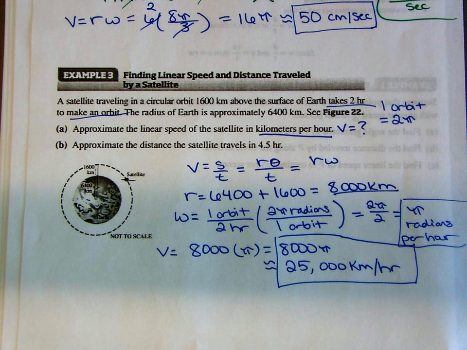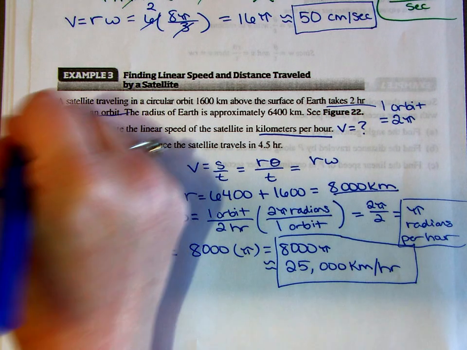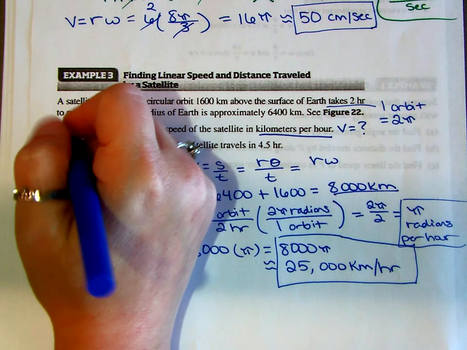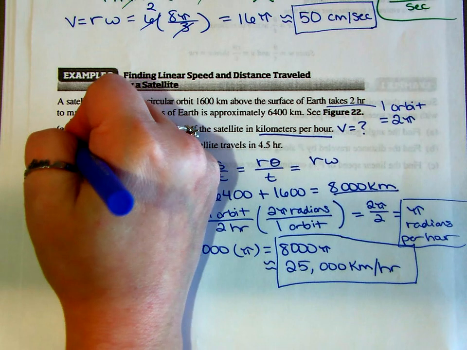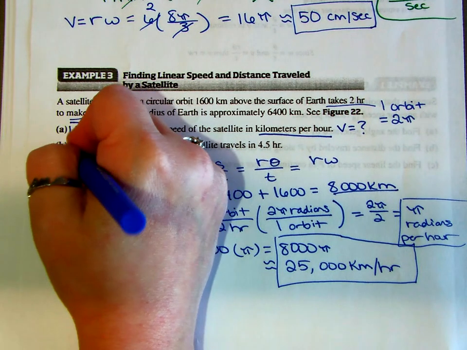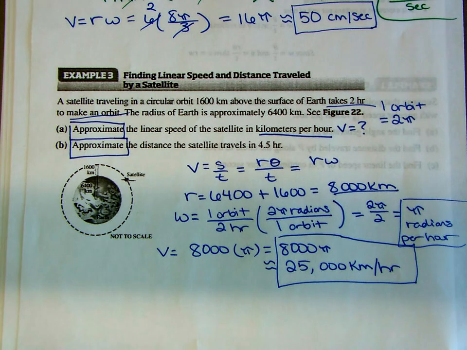Part B says approximate, right there. That's the word to look for. Although that's not applicable up there, when it says approximate, that's a good word to indicate that you're probably going to end up getting rid of your pi's at the end. That's not how it was in example 2, but that's how it is in this one.